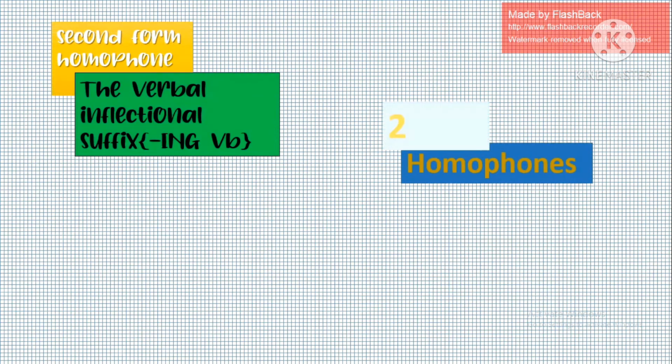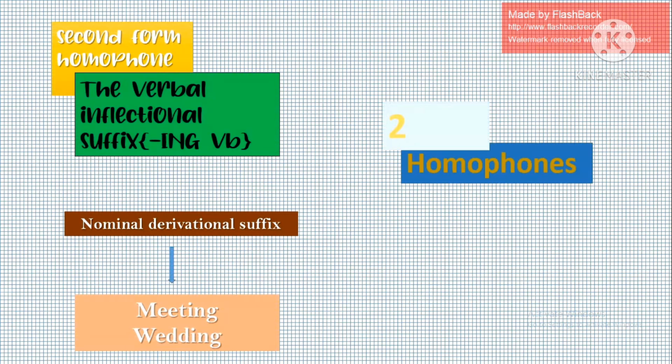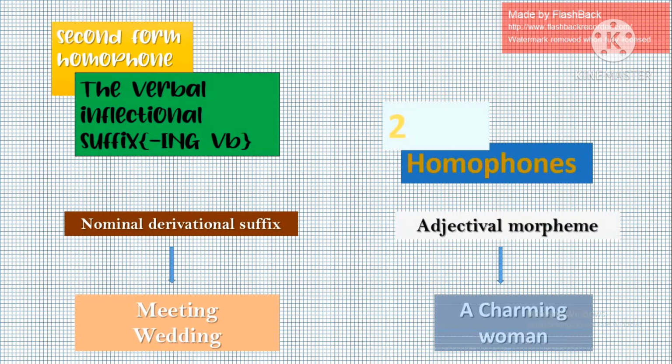The second form homophone is the verbal inflectional suffix. It has two homophones. The first one is nominal derivational suffix, like meeting and wedding. And the second is adjectival morphemes, like a charming woman. Charming is an adjective.